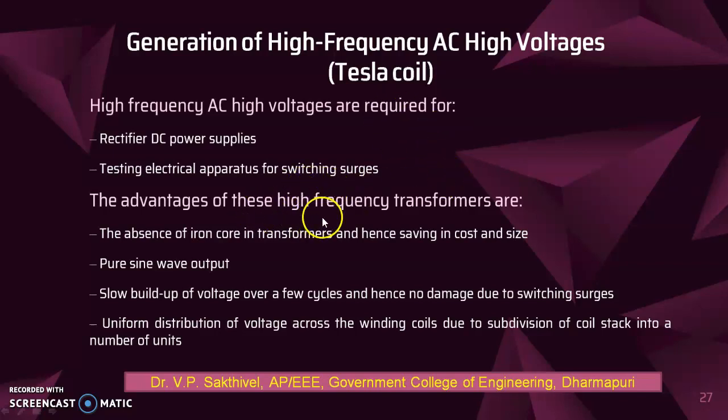Then the advantages of this high frequency transformer or Tesla coil are: here the iron core is absent, and hence there is saving in cost and size. Here also we can get a pure sine wave and slow buildup of voltage over a few cycles, and hence there is no damage due to switching surges, and uniform distribution of voltage across the coils can be maintained.